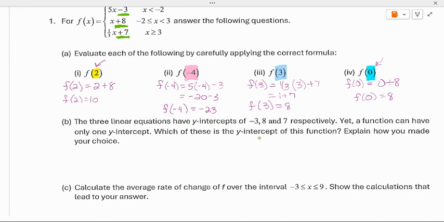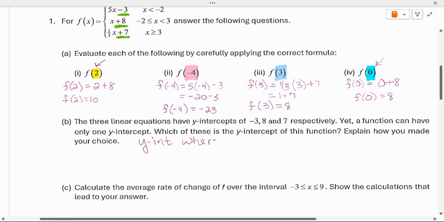Which of these is the y-intercept of this function? Well, you have to remember what a y-intercept means. So the y-intercept is where you cross the y-axis.